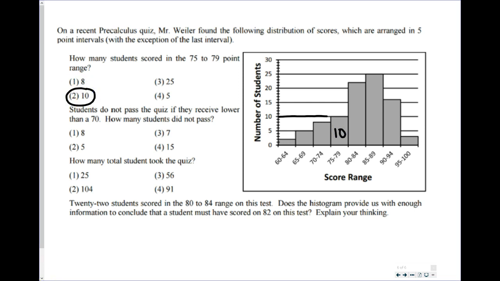The next question is asking, students do not pass the quiz if they receive lower than a 70.